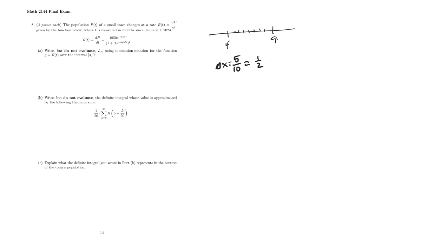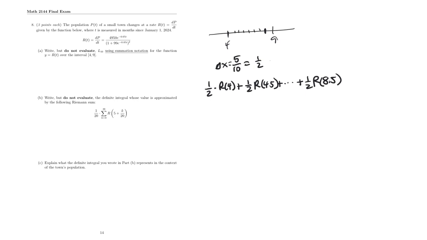Then I want to plug in. My first rectangle is going to be 1/2, the width, times the height, which I'm going to take from the left-hand side. So R of 4 plus, the next rectangle is going to be 1/2 times R of 4.5 plus, and I keep going. My last rectangle is going to be 1/2 times R of, and for the last rectangle I want to go backwards from 9 by a half, so 8.5 will be the endpoint of that.